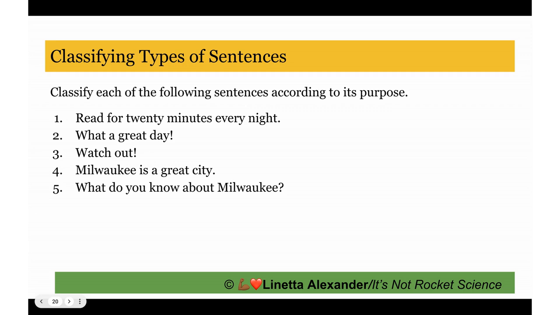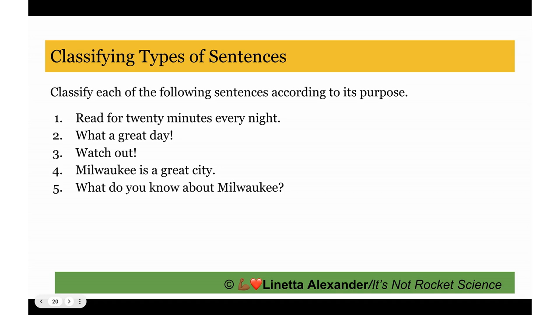All right, here's a little test for you. Classify each of the following sentences according to its purpose. The first one is read for 20 minutes every night. Is that declarative, interrogative, imperative, or exclamatory? What a great day! Watch out! Milwaukee is a great city. What do you know about Milwaukee? Classify each as declarative, interrogative, imperative, or exclamatory.